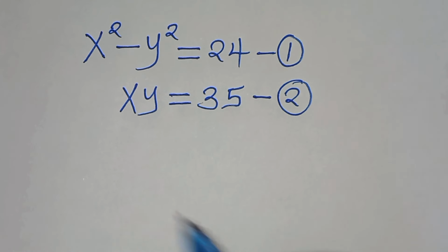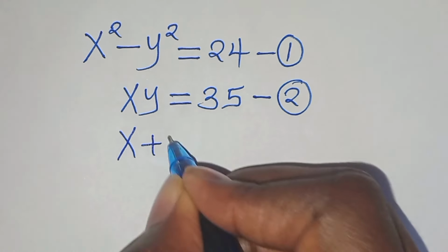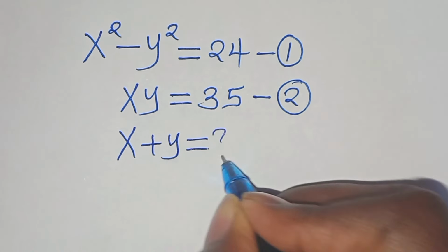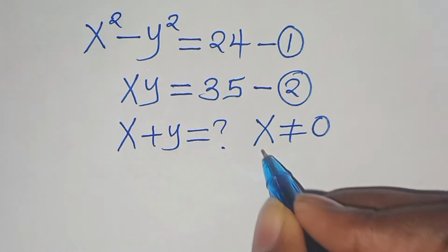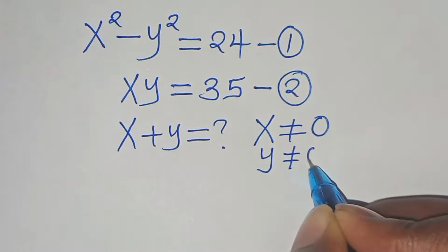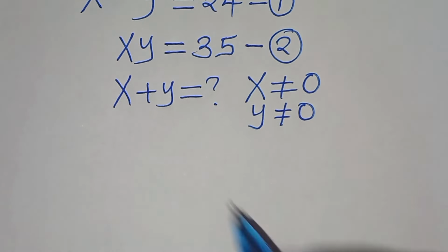So the question here is, what is x plus y? Given that x here is not equal to 0 and that y is not equal to 0. So let's present the solution from here.